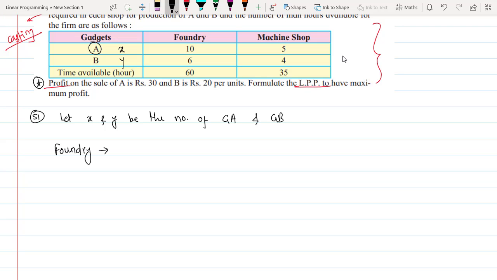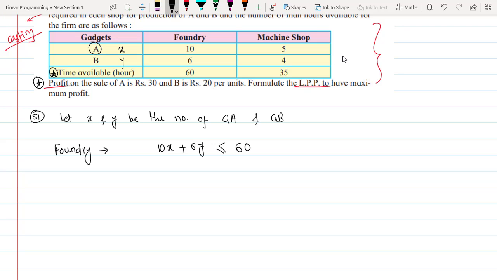Okay, so the constraint you will have here is 10x plus 6y, and it should be equal to 60. So the maximum available hours is 60. So 10x plus 6y should be less than or equal to 60. I hope you are understanding this. So this is what my first constraint is.